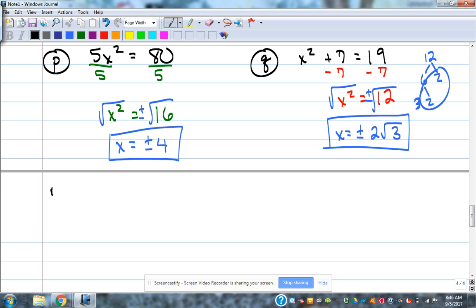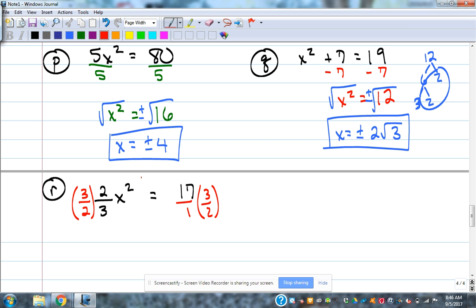For R. Let's throw a fraction in there. 2/3 x squared equals 17. That's fun when that doesn't simplify very, very nicely. How do we get rid of that fraction? Multiply by the reciprocal, 3/2. Okay, 17/1. We would look to simplify that, cross cancel if we could. It doesn't, so 17 times 3, 51. 2 times 1 is 2. We get x squared is equal to that ugly fraction.